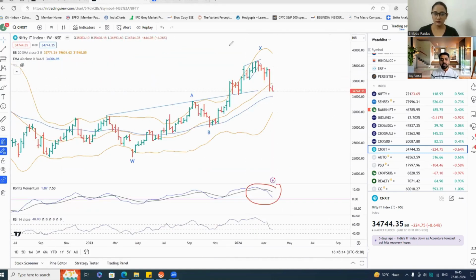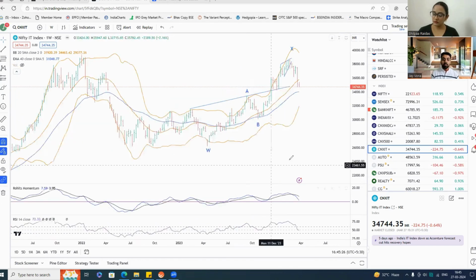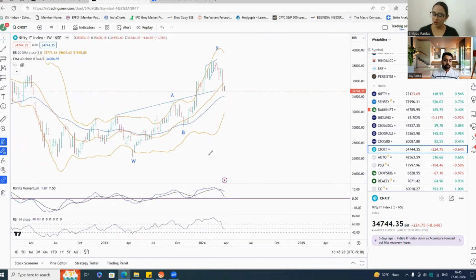The RMI is in sell. So what I would anticipate is that the 40-week should be tested. And if that breaks on the downside, I think we are staring at a very meaningful correction. The reason I say this is because the rise from the low to high in the Nifty IT index has been corrective.